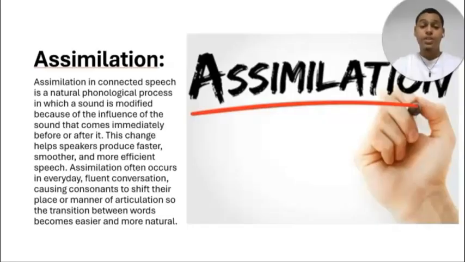Assimilation in connected speech is a natural phonological process in which a sound is modified because of the influence of the sound that comes immediately before or after it. These changes help speakers produce faster, smoother, and more efficient speech. Assimilation often occurs in everyday, fluent conversation, causing consonants to shift their place or manner of articulation, so the transition between words becomes easier and more natural.